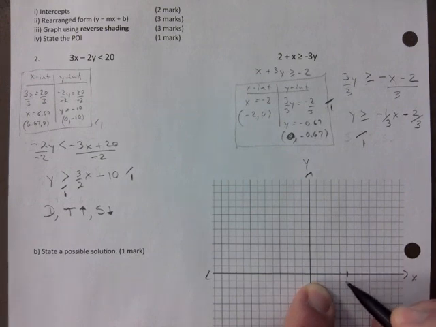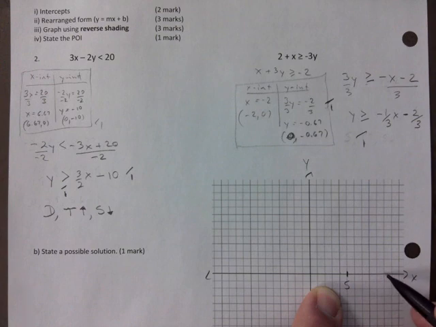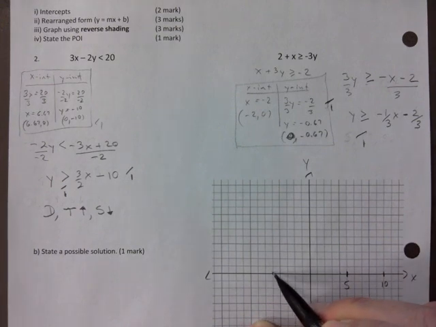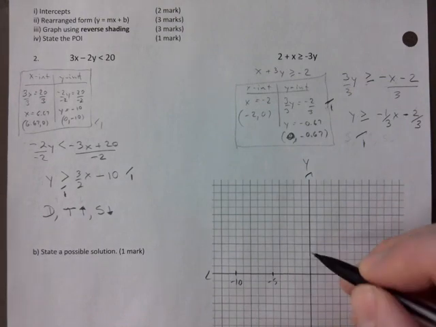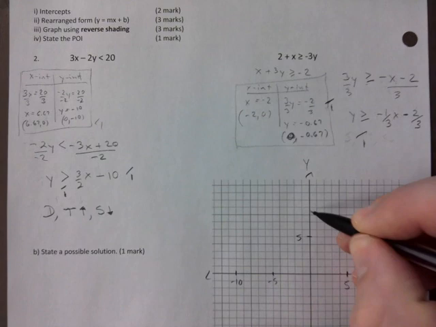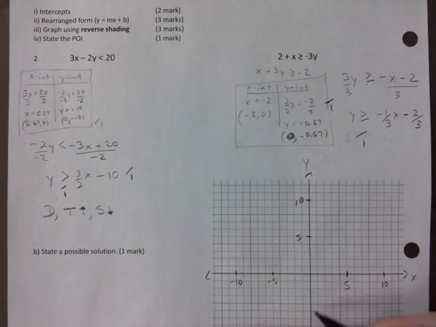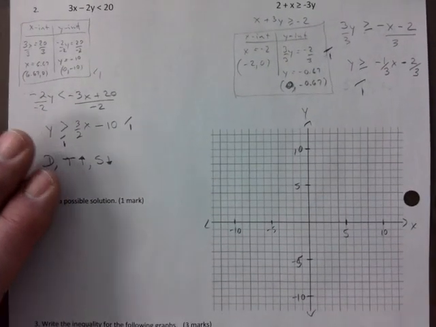But I'm going to actually make every box be 1. So this is 10. So this is -5. -10 here. 5, 10, -5, -10. Sorry, let's fix that.